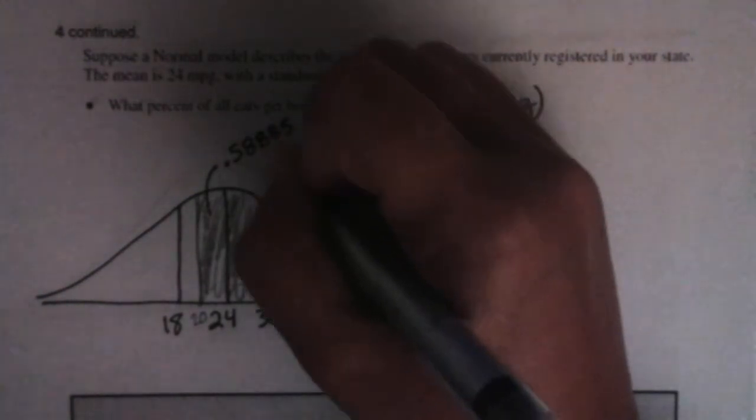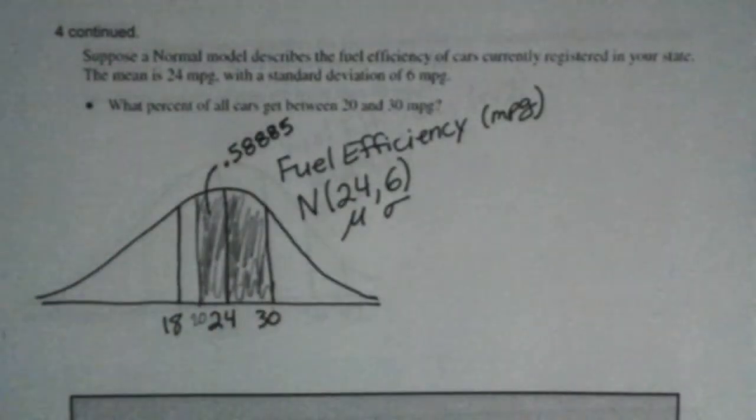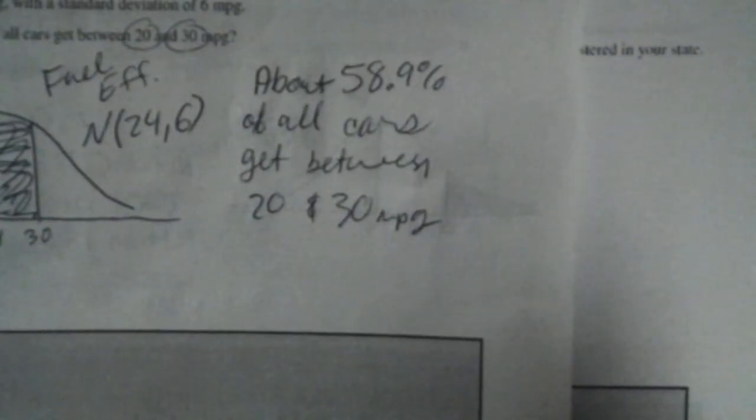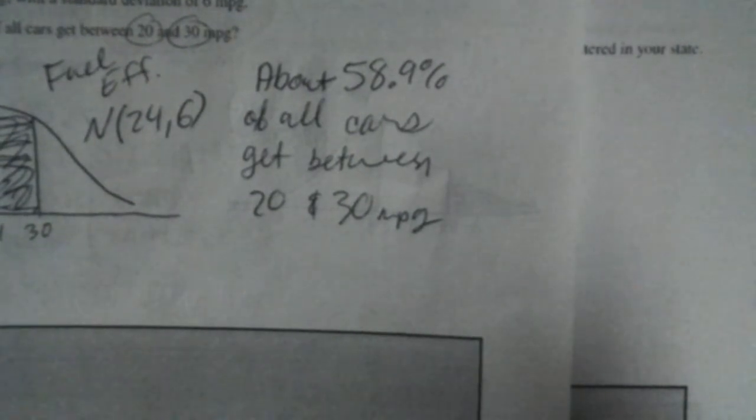Or you can make that a 9, whatever. And your sentence that would go with this is about 58.9% of all cars get between 20 and 30 miles per gallon. Your completed sentence, about 58.9% of all cars get between 20 and 30 miles per gallon.